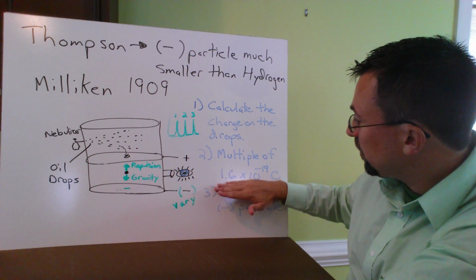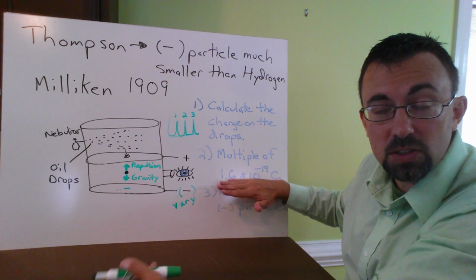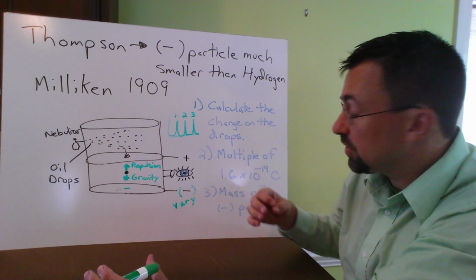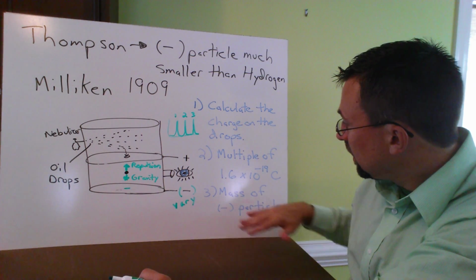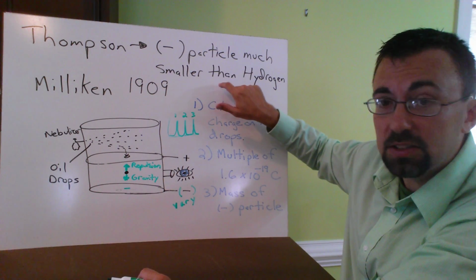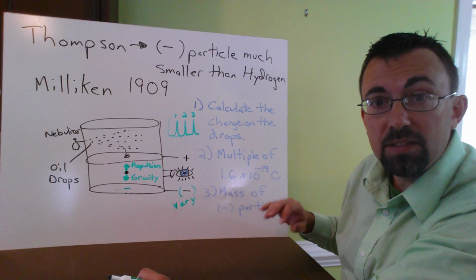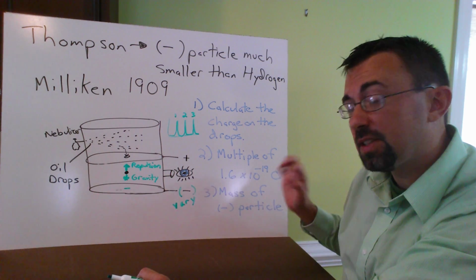So he's able to get 1.6 times 10 to the minus 19 coulombs as the charge of that negative particle Thomson demonstrated the existence of. So we now know the charge. If you remember, he had the mass to charge ratio, so put the two pieces together and we can get the mass of an electron. So we have the mass of the negative charge, and we have the charge of the negative charge.